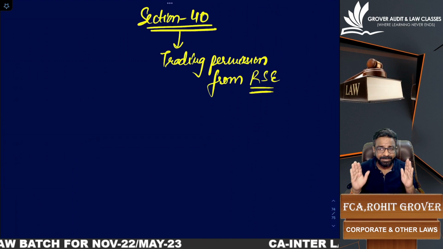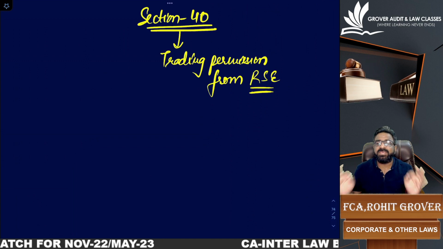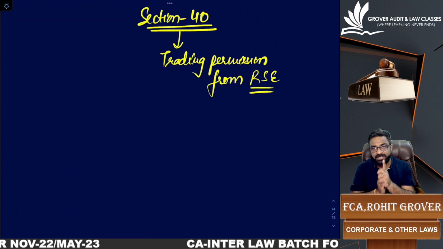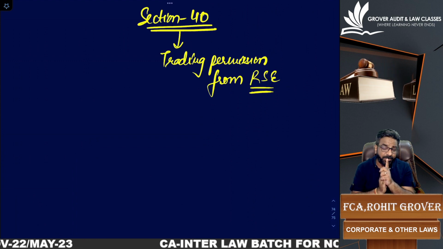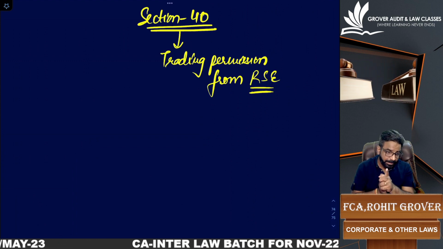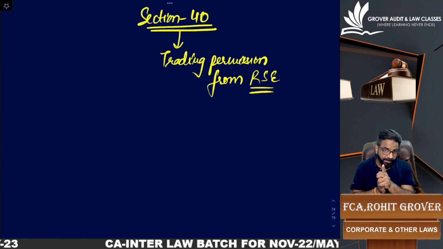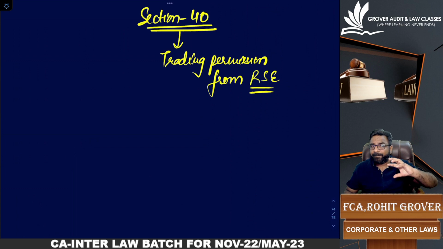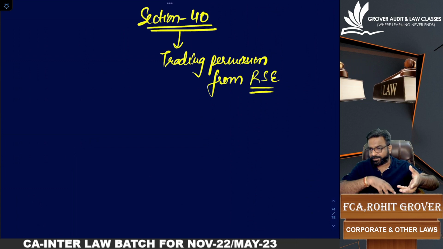Because listing takes a minimum of 10 weeks, everyone. How many weeks does it take? Not 10 days, 10 weeks to get the permission. So can I say that it is approximately 2.5 months? Yes or no? Yes, sir. Yes. So remember one thing, you apply for listing before the public offer.